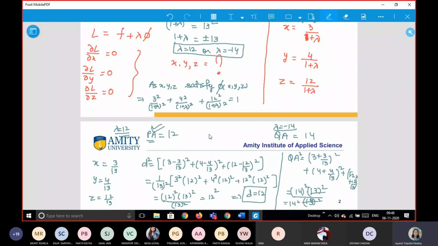So I hope this question is understood by you. Because till now, in all the questions we had done, we have not calculated lambda in any of them, right? So in this question, we have calculated lambda.